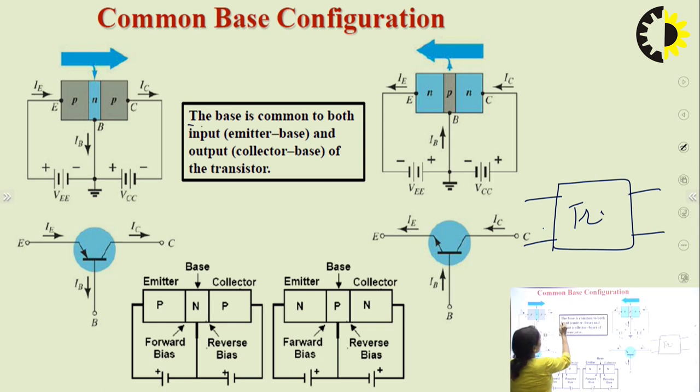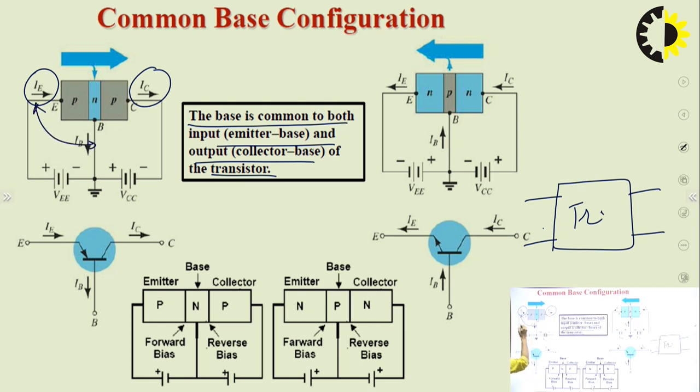So base is common to both input and output of the transistor. Here is the circuit diagram of the common base configuration. Basically, here we can see that the input current is the emitter current, the output current is the collector current, and the voltage appearing between emitter and base is VBE. The voltage between collector and base is VCB, the collector to base voltage. So this is the output voltage and VBE is the input voltage, and these are the biasing voltages.